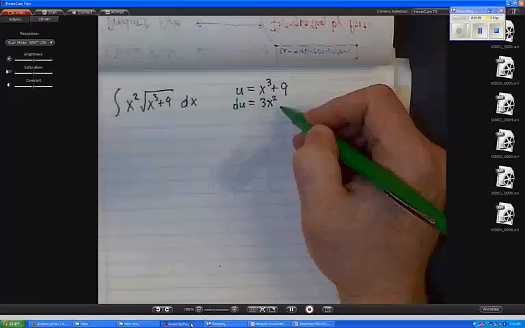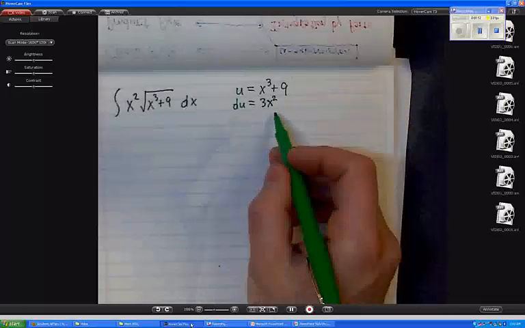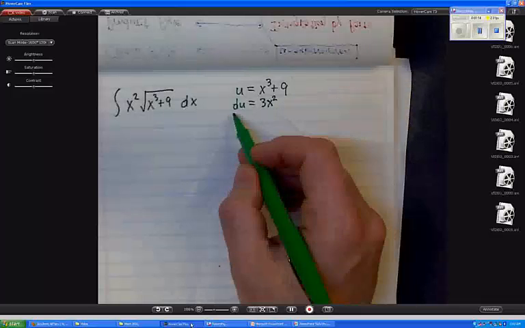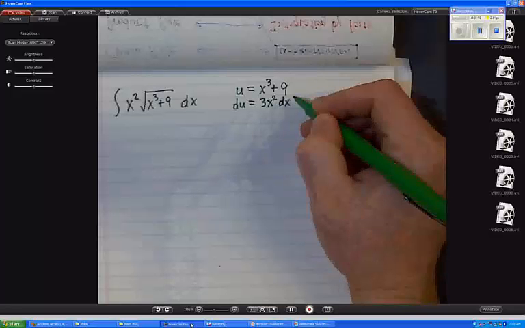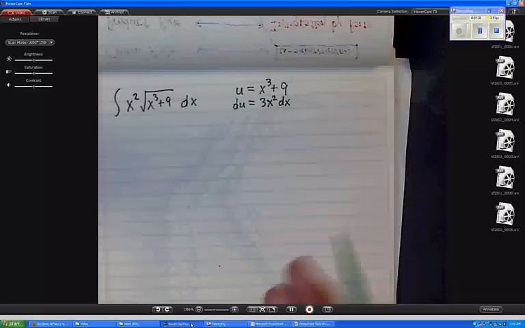That's right. du/dx is 3x squared. So I could just say that du is 3x squared dx. But you guys are so used to the chain rule, you're used to that. Does that make sense? Okay.